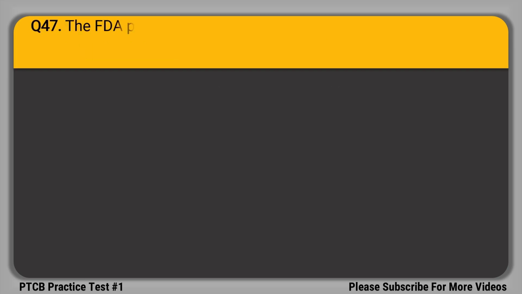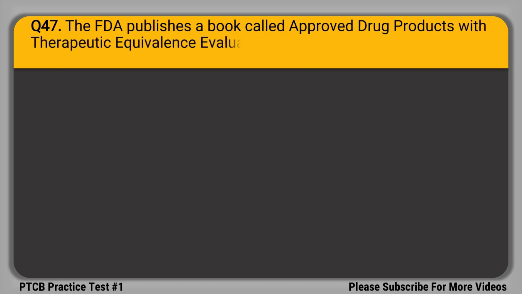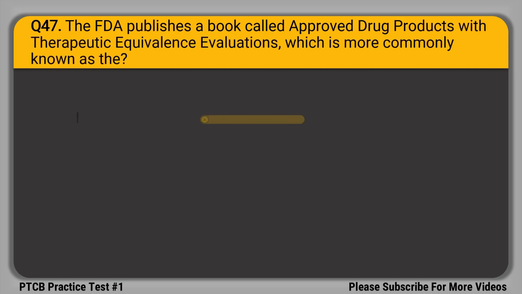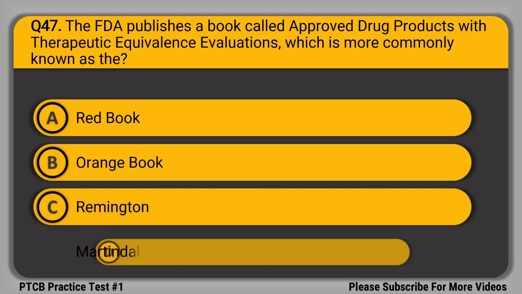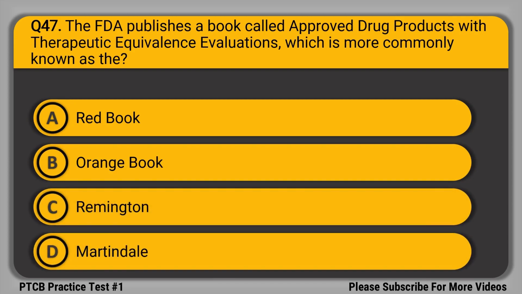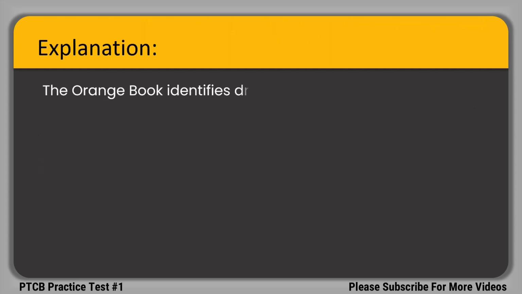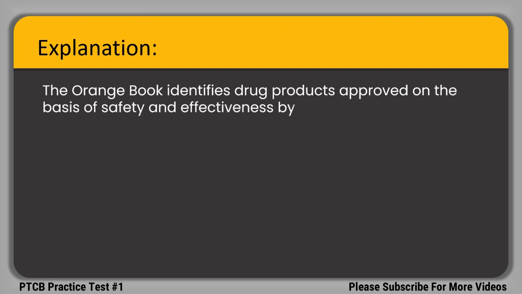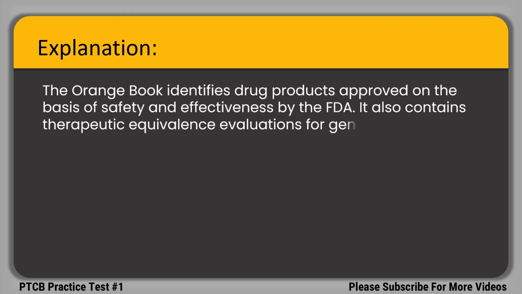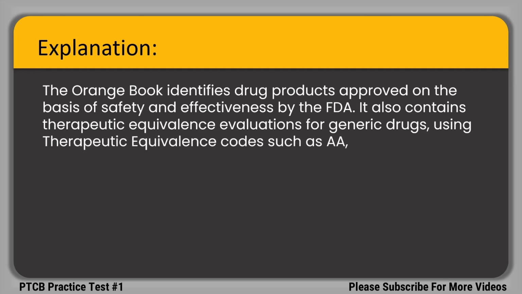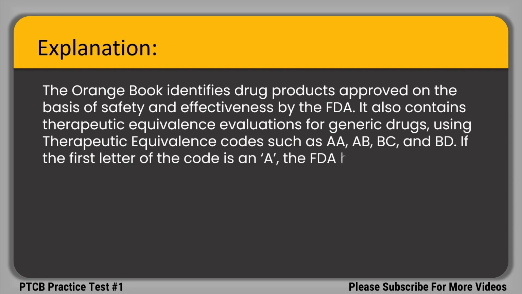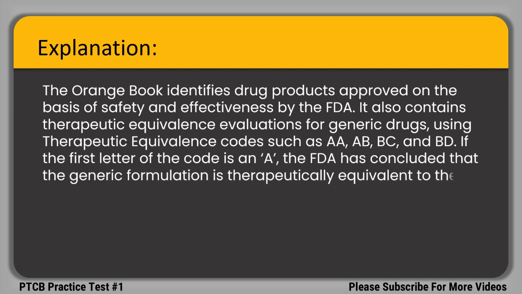Question 47. The FDA publishes a book called Approved Drug Products with Therapeutic Equivalence Evaluations, which is more commonly known as A. The Red Book, B. The Orange Book, C. Remington, D. Martindale. B. The Orange Book. The Orange Book identifies drug products approved on the basis of safety and effectiveness by the FDA. It also contains therapeutic equivalence evaluations for generic drugs, using therapeutic equivalence codes such as AA, AB, BC, and BD.